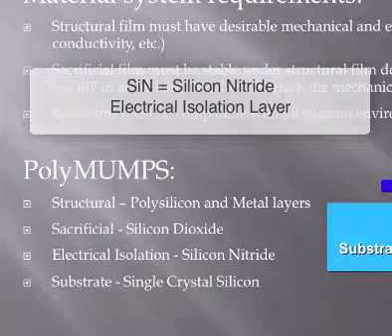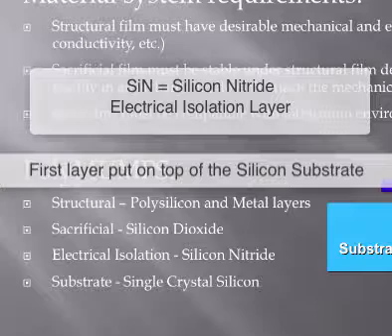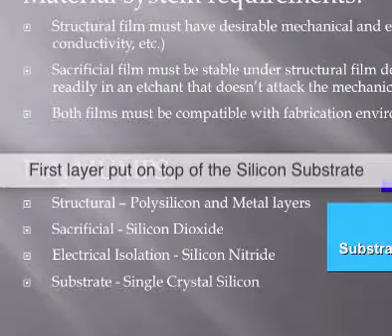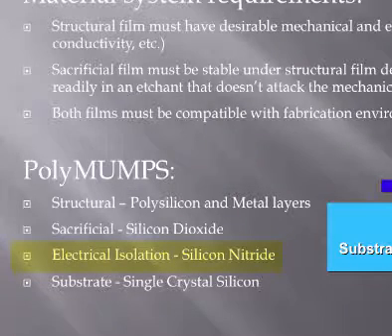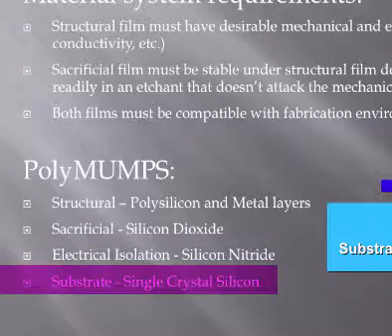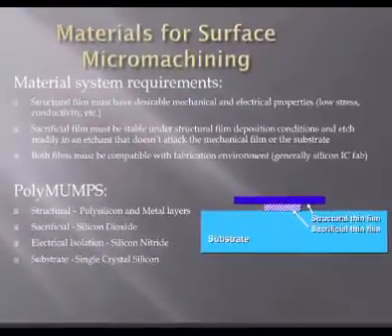We also use silicon nitride as the electrical isolation layer. That's the first layer that goes down before the poly zero. So that's to isolate electrically from the parts and the wafer itself. And then we build on top of the single crystalline silicon wafer. Okay, so that's our substrate. That's what everything is mounted to.